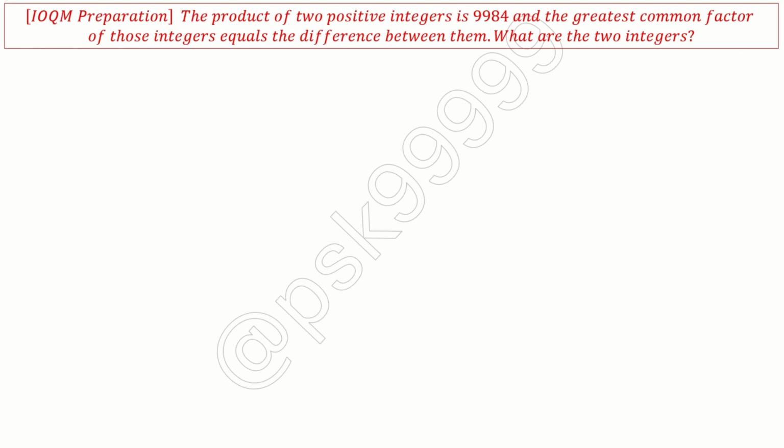The product of two positive integers is 9984 and the greatest common factor, which is GCD or you can call HCF, of those integers equals the difference between them. What are the two integers? We know that there are two integers which have a greatest common factor, let's say G. Then we can directly assume the numbers as Gx and Gy, where x and y are relatively prime, and G is the GCD of those two numbers.